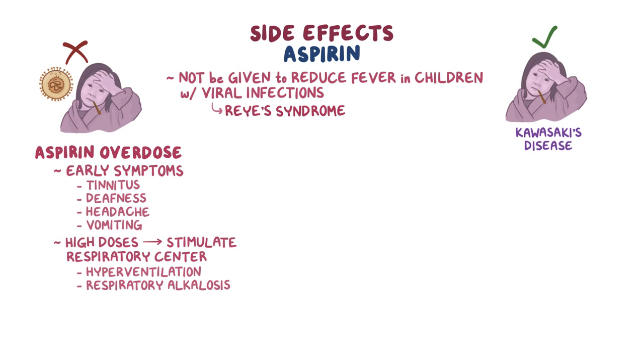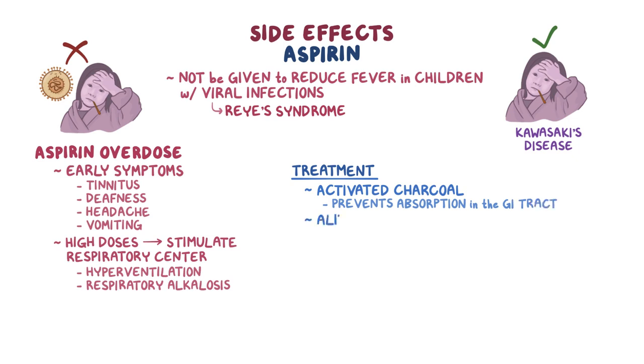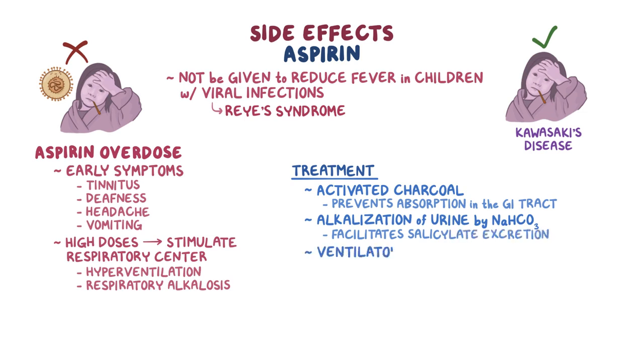It's important to note that there's no specific antidote for aspirin overdose. Instead, treatment includes administration of activated charcoal, which binds aspirin and prevents its absorption in the GI tract, alkalization of urine by sodium bicarbonate, which facilitates salicylate excretion, ventilatory support, and the management of the acid-base imbalance.